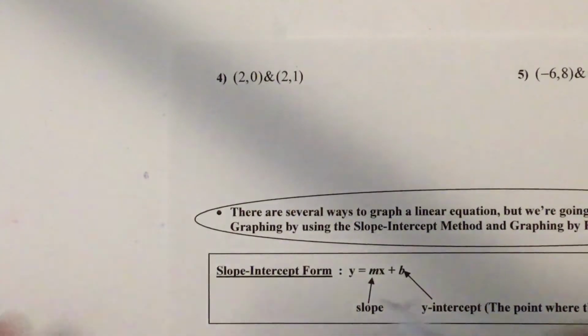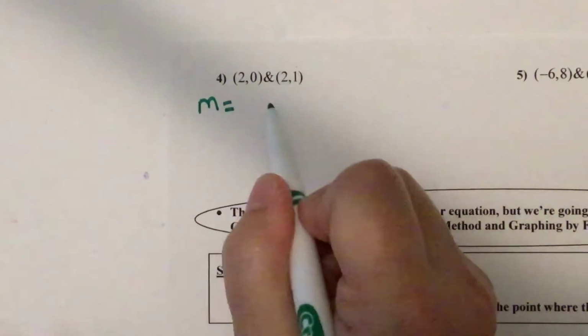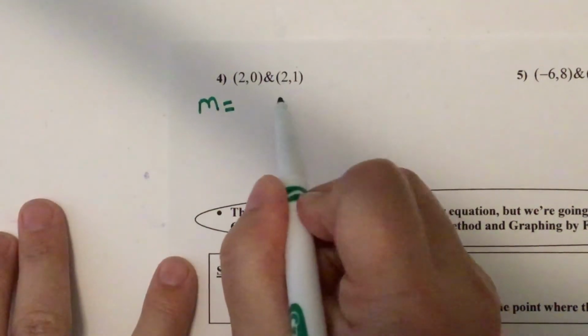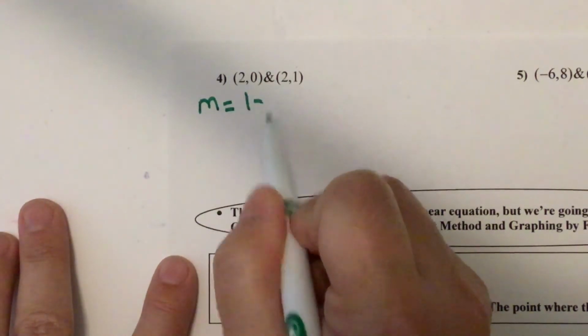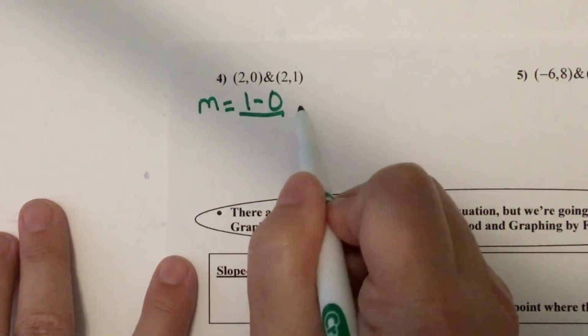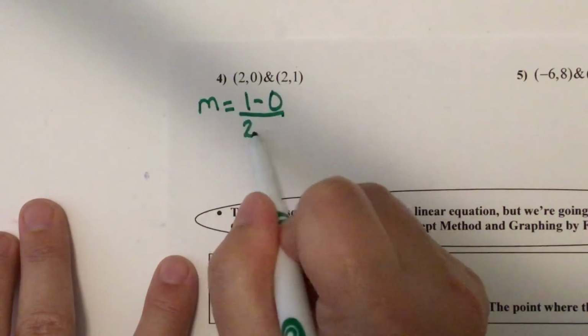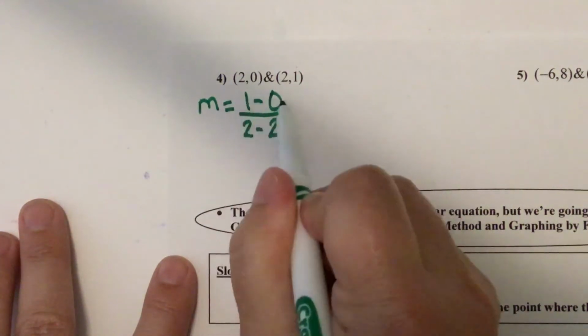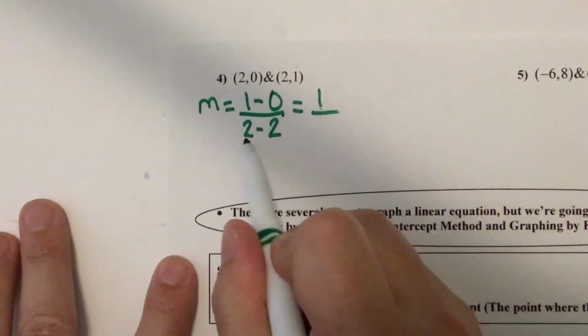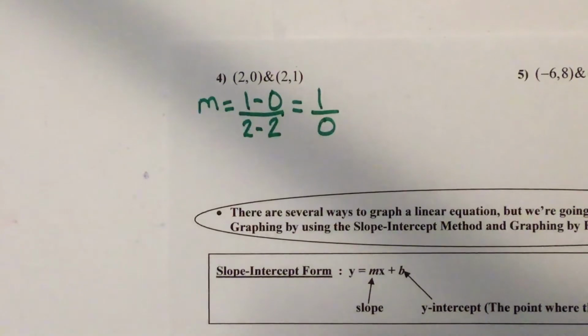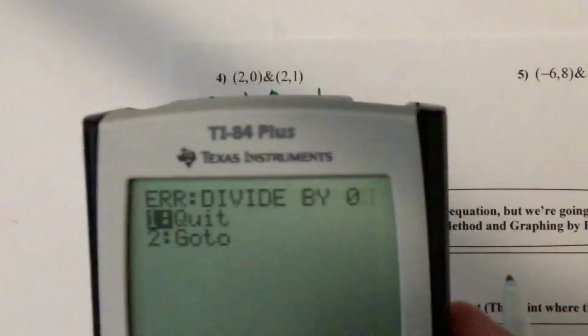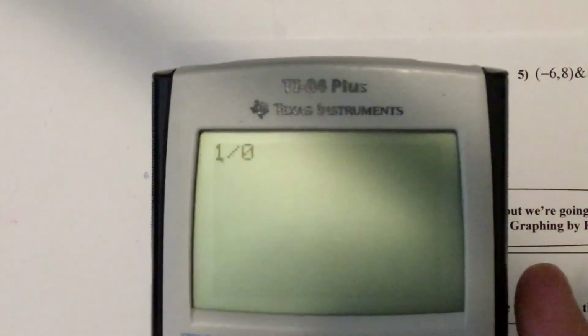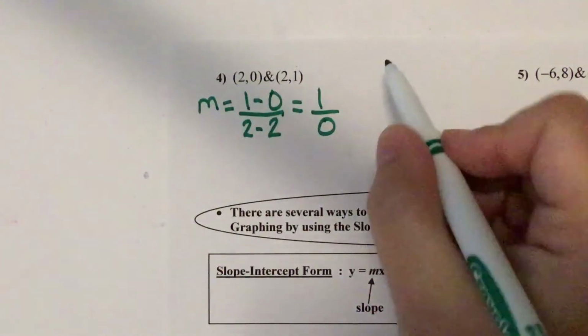Let's just try another one here. Let's look at number 4. Okay, let's see if we can do it without labeling. y2 minus y1. So 1 minus 0 over x2 minus x1. So 2 minus 2. What's 1 minus 0? 1. What's 2 minus 2? 0. Now what is this? Do you know? 1 divided by 0. Let me put in my calculator and take a peek. 1 divided by 0, error, it is undefined.